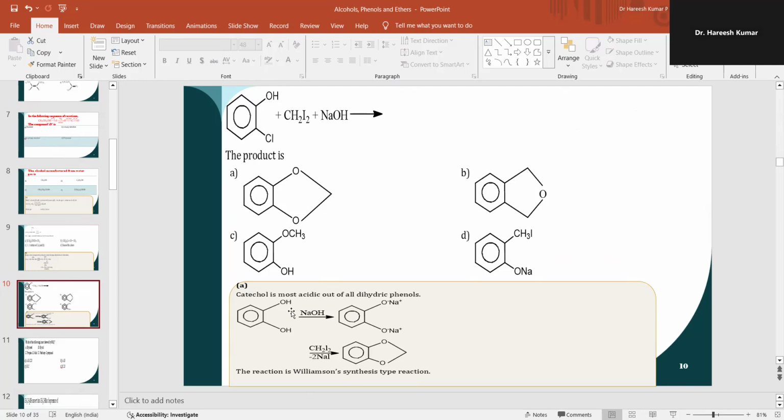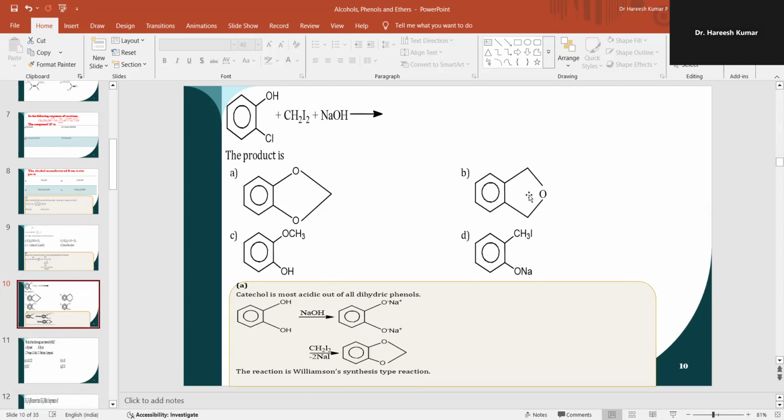The name of this compound is catechol. Catechol in the presence of sodium hydroxide forms a dianion. This dianion reacts with diiodomethane, meaning the two iodines are replaced by two oxygens. That's the reason this is forming.